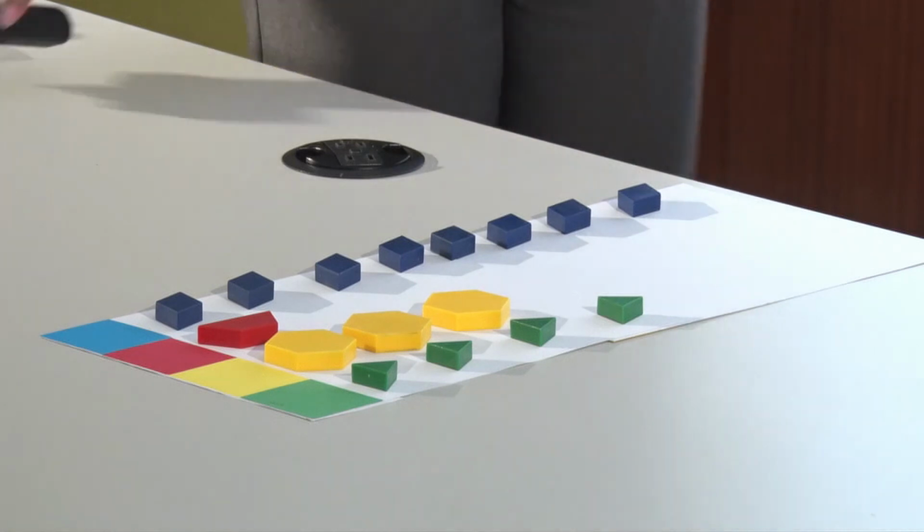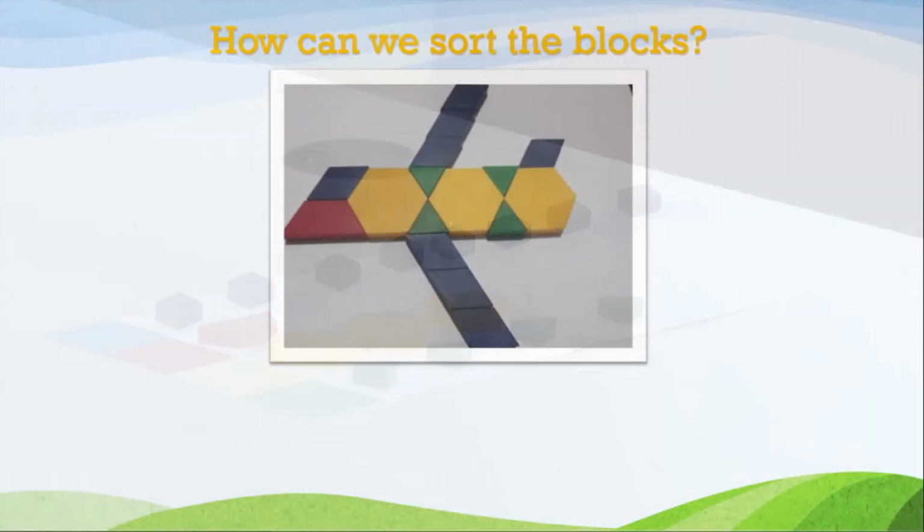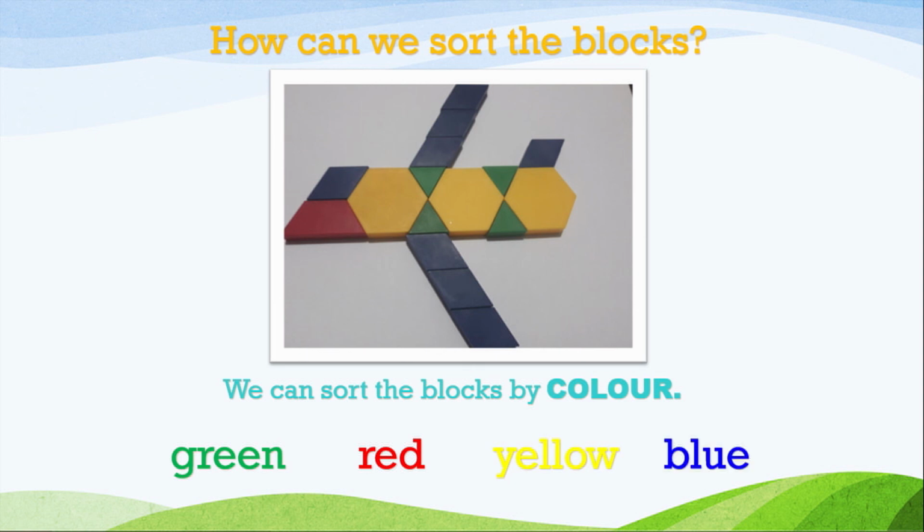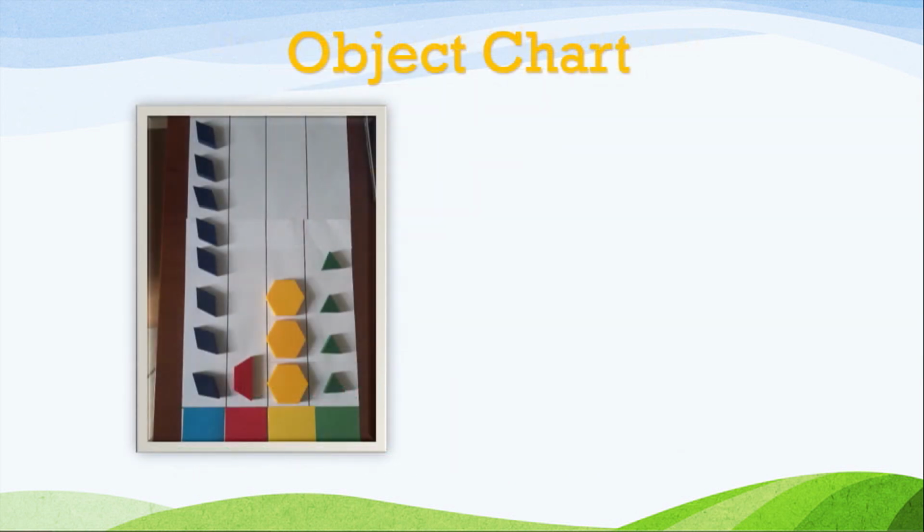Let's go to the PowerPoint. How can we sort the blocks? We can sort the blocks by color: green, red, yellow, and blue. So here's an image of our object charts. Let's answer some questions.